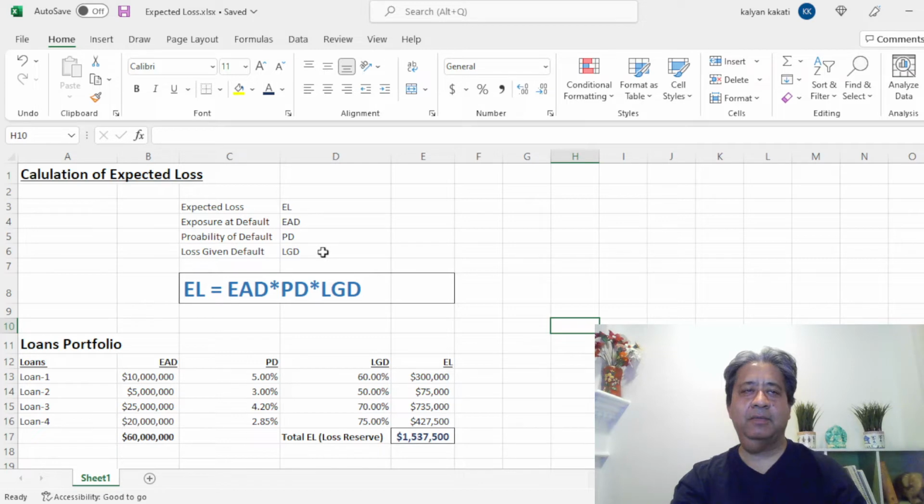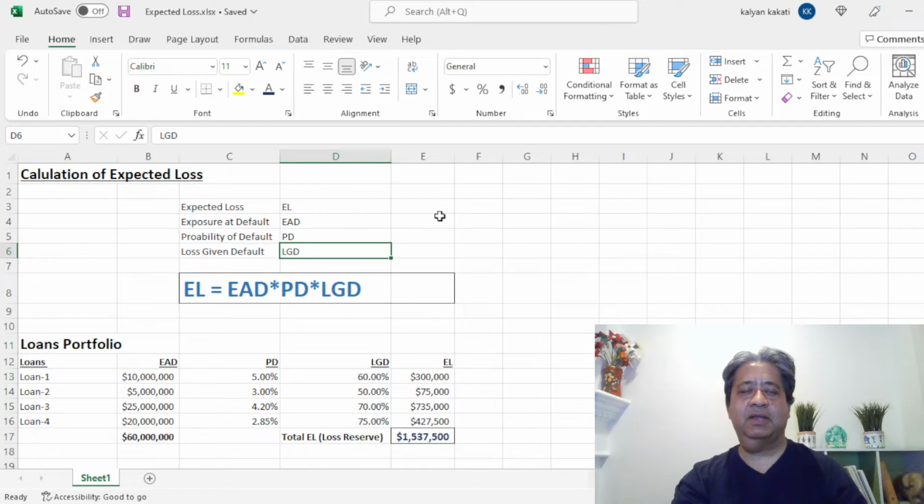So if you have the amount of exposure at the time of default, let's define that to be EAD, exposure at default. And there is a probability for this exposure amount to default. There is a probability it may default or may not default. Let's define that to be PD, probability of default. And if it defaults, what is the loss if the default happens? The loss given default, so it's called LGD.